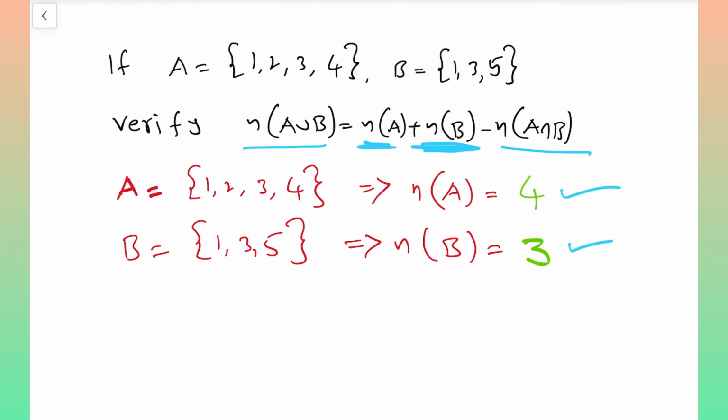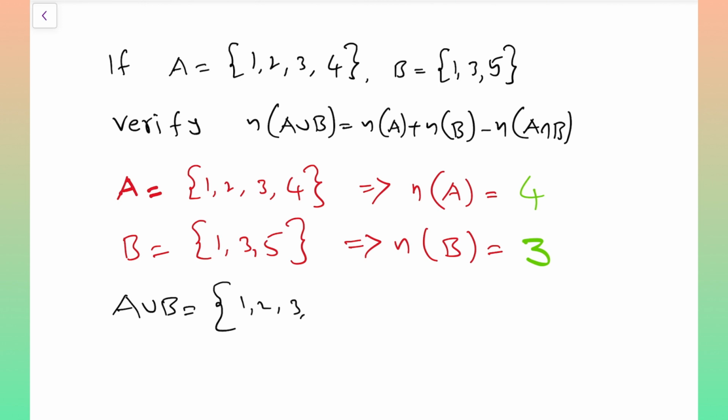Then we need to find out n of A union B as well as n of A intersection B. So let us check how to find this A union B as well as A intersection B, and from that how to get n of, the number of elements. So first let us check what is A union B. A union B, in the previous question we discussed clearly how to find union. Write all the elements by removing the repeated elements. Set A we have 1, 2, 3, 4, and in the set B we have 1, 3, 5, but 1 we already wrote, 3 we already wrote, so remaining is 5.